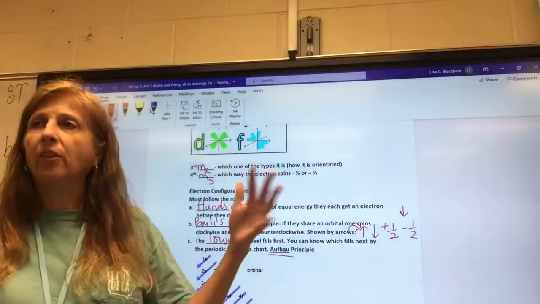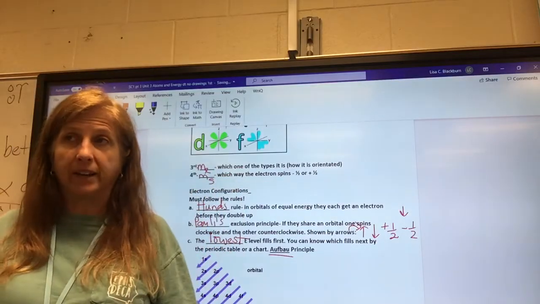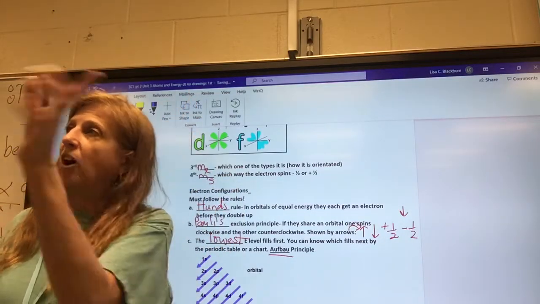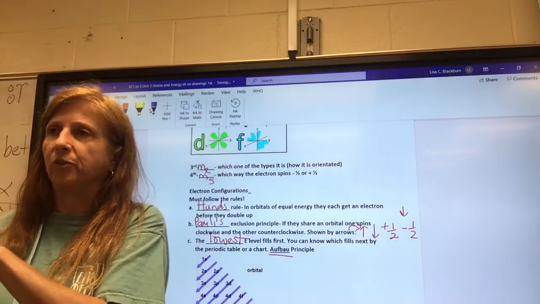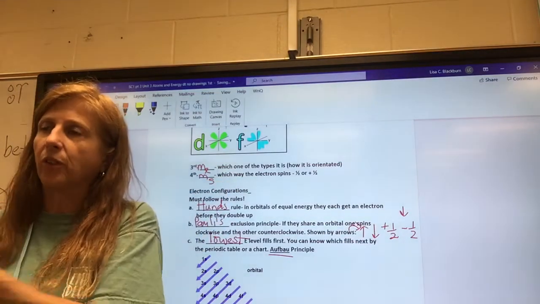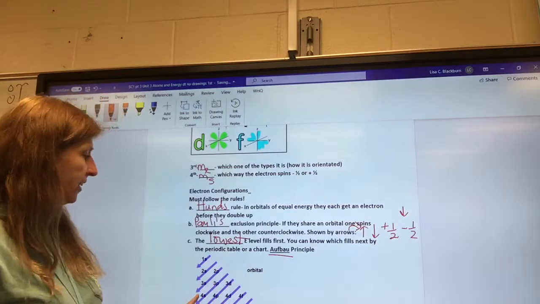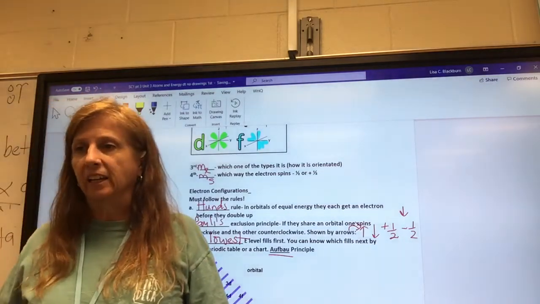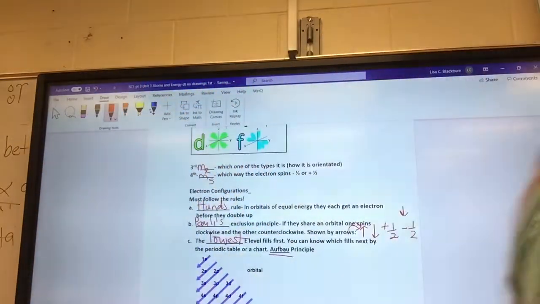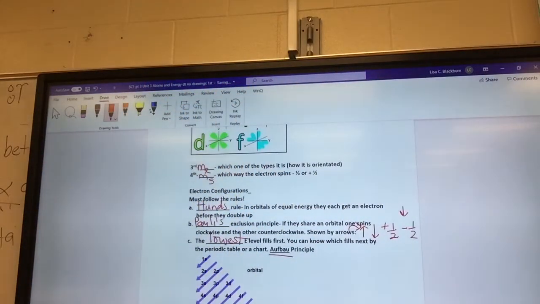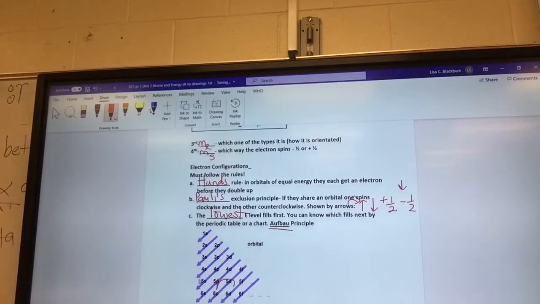So how these rooms fill on the periodic table is not just all the ones on the first floor fill first, all the ones on the second floor fill second, all the ones on the third floor fill third. Instead, it goes by energy. What controls it is the energy level. So I'm going to take this up and explain it to you.